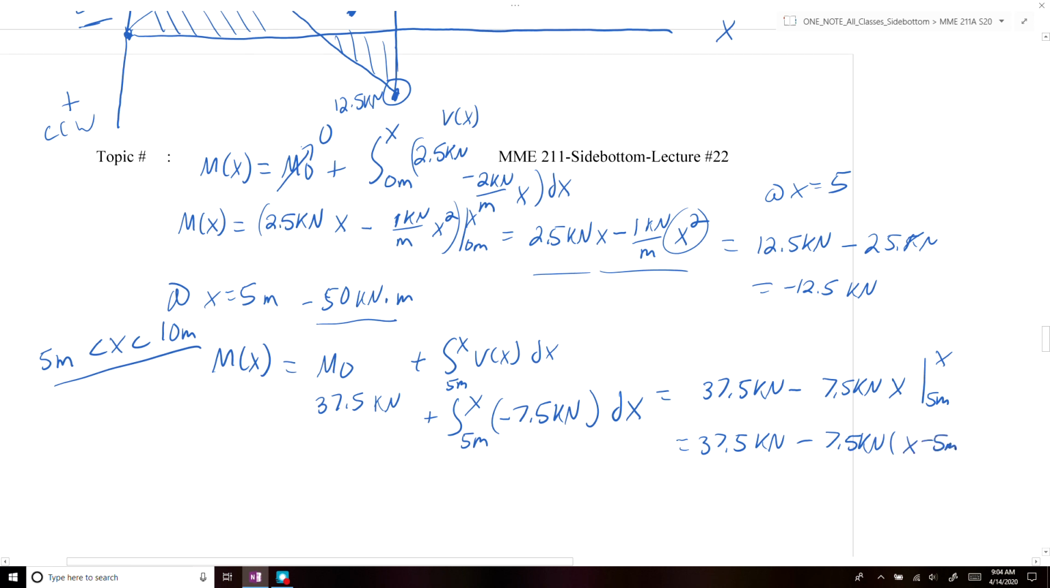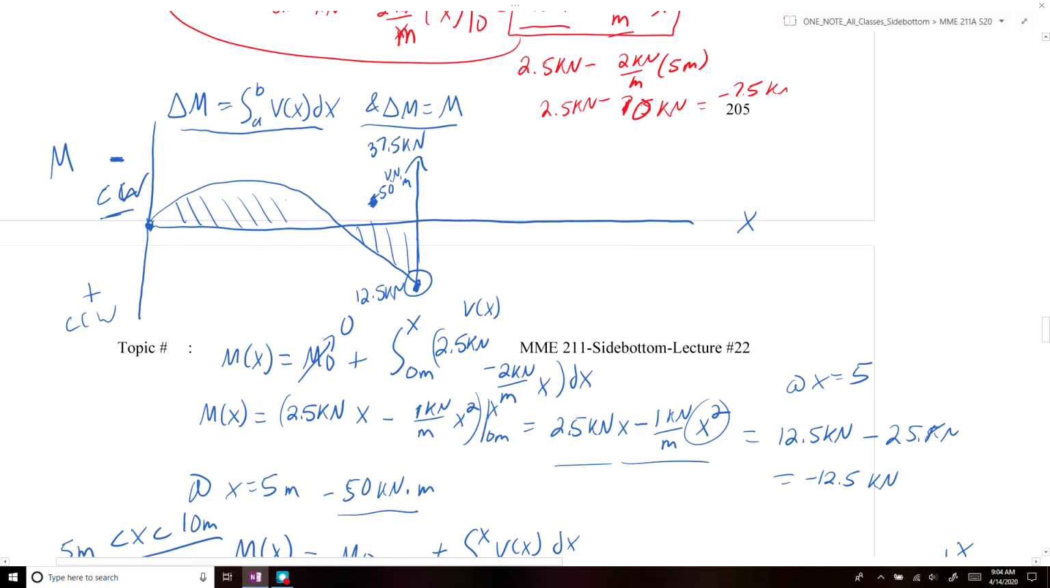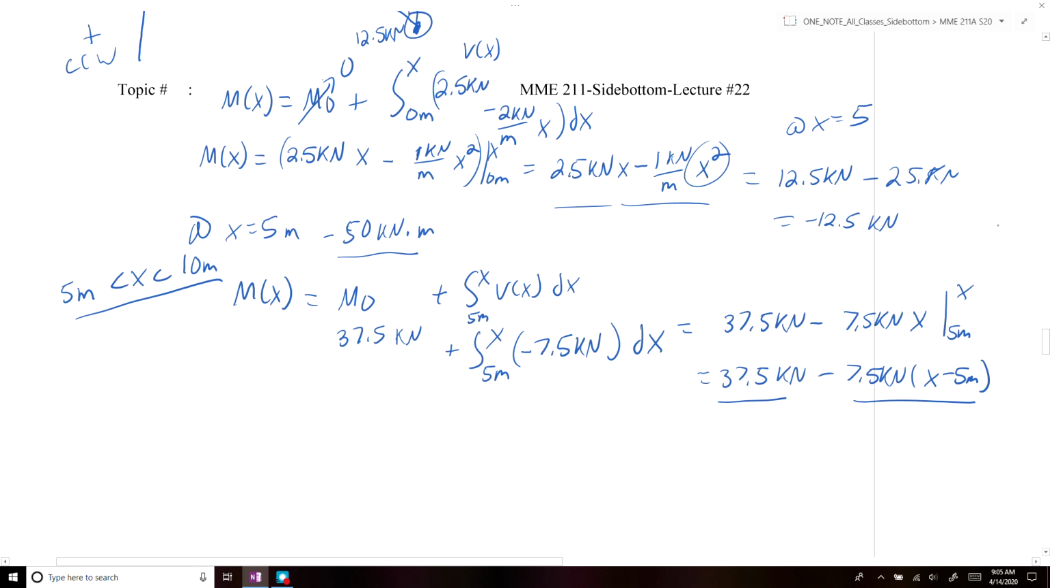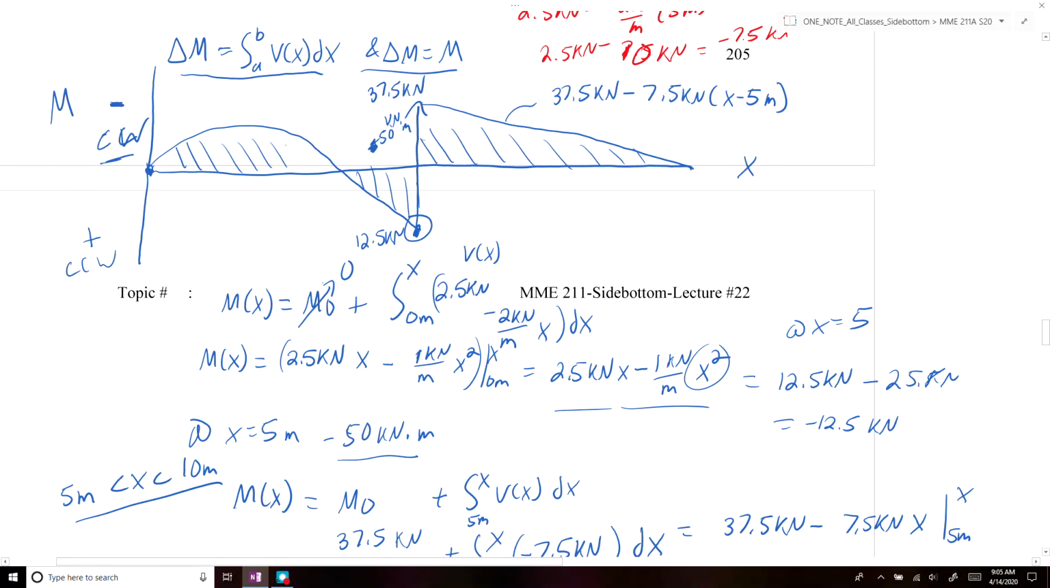x minus 5 meters. Alright. So what this looks like here is we have a constant minus a linear term. So if we do that, we'll have a straight line that'll go from here to here. Alright. So this line here would be equal to 37.5 kilonewton meters minus 7.5 kilonewtons times x minus 5 meters. Alright. So this would give us our moment diagram as well.